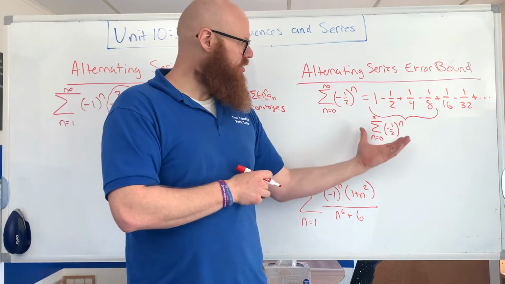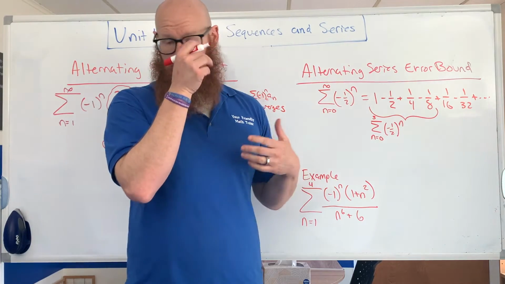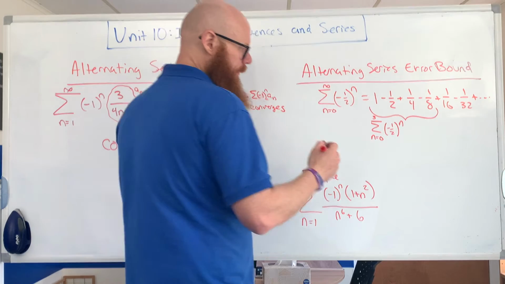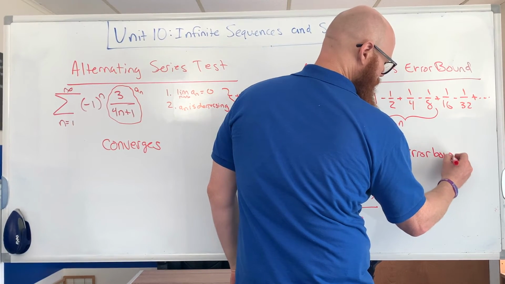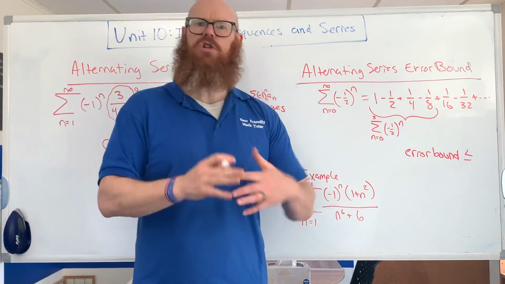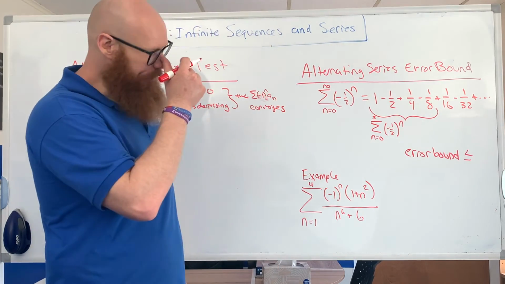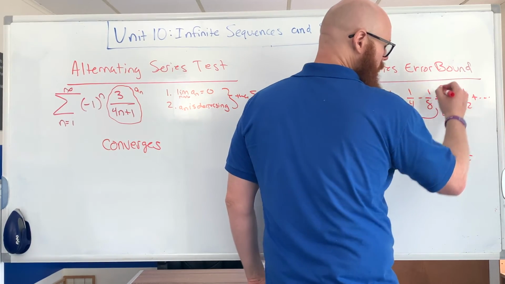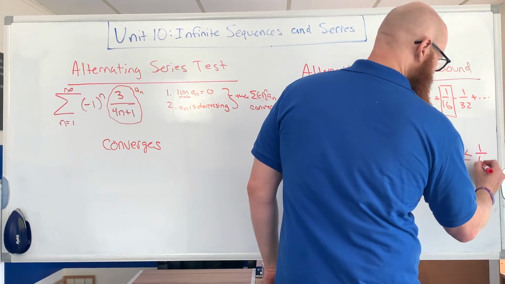So what happens is there's going to be an error. If we use this to approximate the whole sum, it could be pretty accurate, but it's going to be off. That amount that it's off is what we call the error bound. What we're trying to do is figure out, what's the bound on that error? What's the most that it could be off? It turns out that the most that it can be off is the absolute value of the first unused term. So in this case, it'd be 1/16.